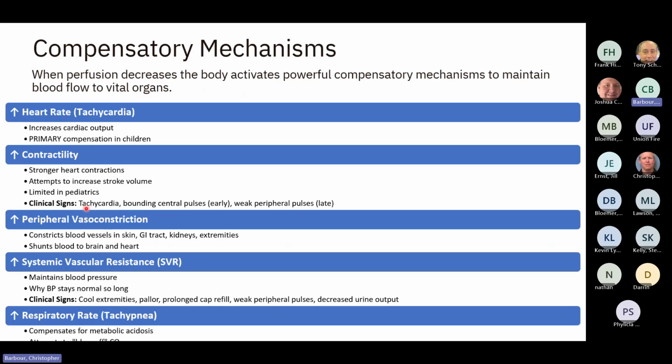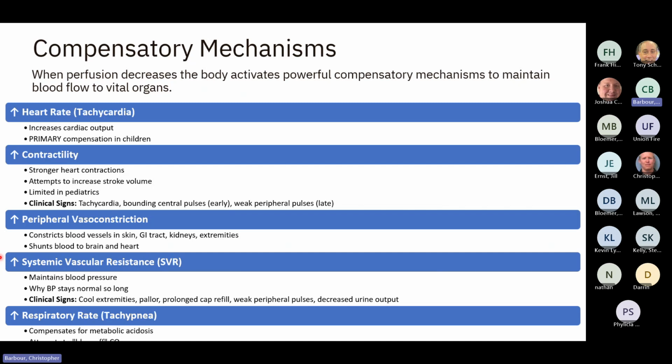So here's the signs you're going to see when the contractility starts. When we have bounding pulses, later on in the progression of shock, they're going to get weak. When it comes to the vasoconstriction, there are signals that are sent from the baroreceptors to the brain, and that starts all of this kicking off. So we get the constriction of the blood vessels in the skin first, and then it moves to the GI tract, the kidneys, and the extremities, and we start to shunt blood to the brain and the heart.